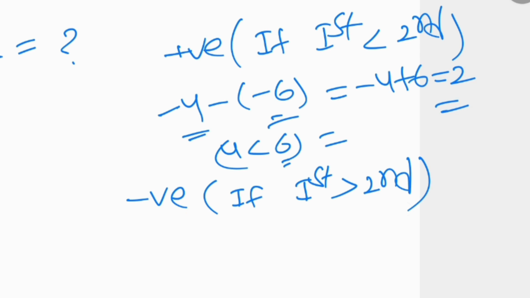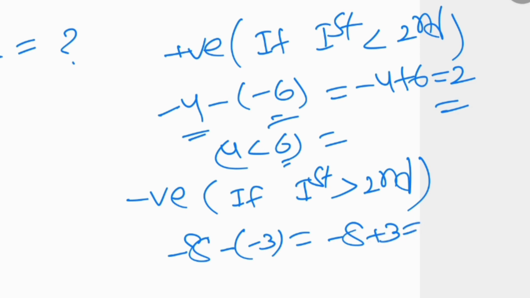For example, minus 8 minus of minus 3 is equal to minus 8, minus into minus gives plus, because minus 8 plus 3 is equal to minus 5. In this case, we get a negative value because the first number is greater than the second number.